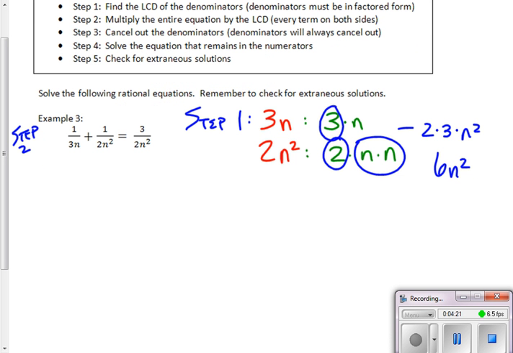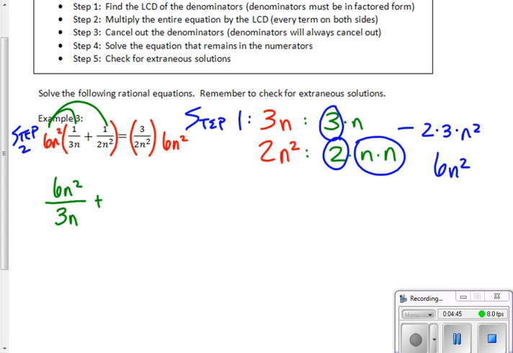Step 2 is multiplying both sides of your equation by the least common denominator that you found in step 1. So I'm going to multiply by 6n squared, multiply by 6n squared. I'm just going to rewrite the problem. So when I distribute 6n squared, I would get 6n squared over 3n plus 6n squared over 2n squared equals, when I multiply here, 18n squared over 2n squared.